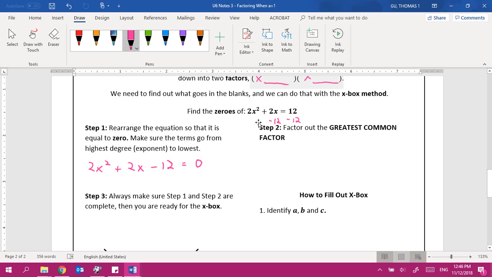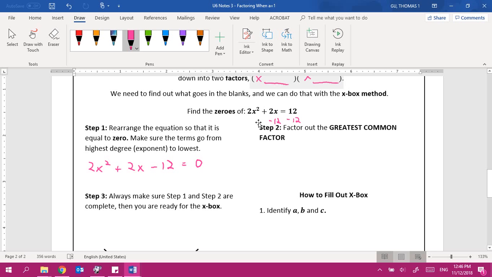Next step, step 2, you have to factor out the greatest common factor. Remember, I told you, this only works when a is 1. But look, what's a right now? 2. But if we factor out, then maybe we can get it to 1. So what's the biggest number? Let's ask Jaime. Jaime, what's the biggest number that goes into all of these terms?